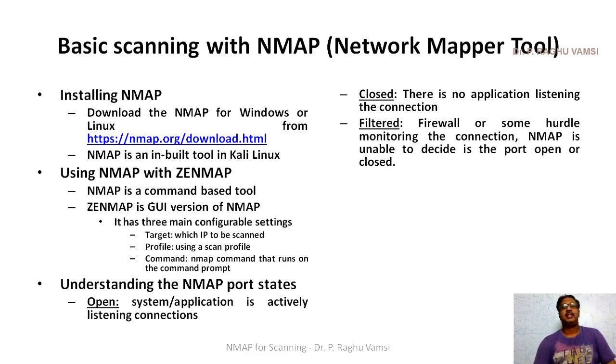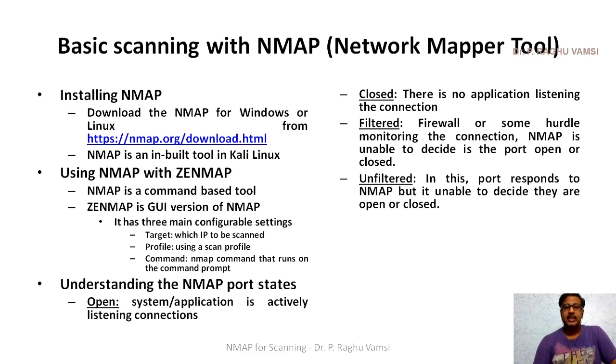Next is filtered. In any targeted computer, obviously the target may be using some security devices, some firewall settings, and maybe intrusion detection or prevention systems. In such cases, the filtered status will be displayed, which means a firewall or some hurdle is monitoring the connection, so Nmap is unable to decide whether the port is open or closed. Since there is a blockage at the target level, Nmap cannot decide whether the corresponding port is open or closed.